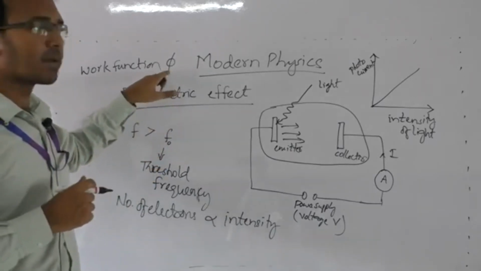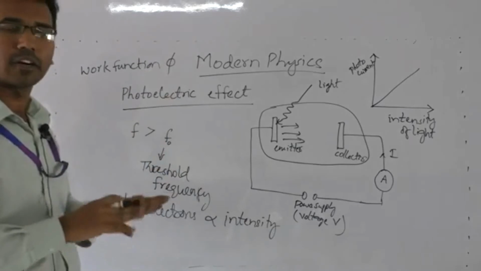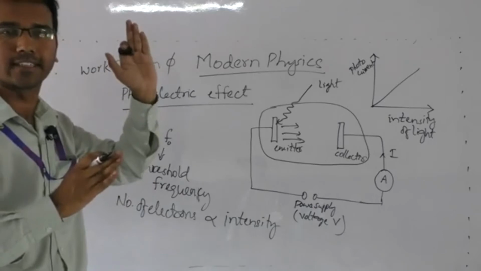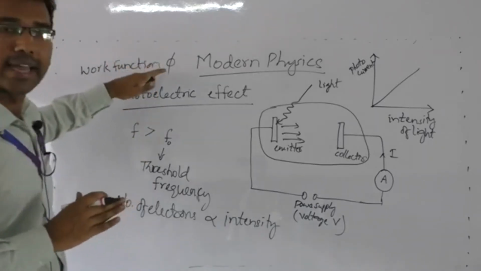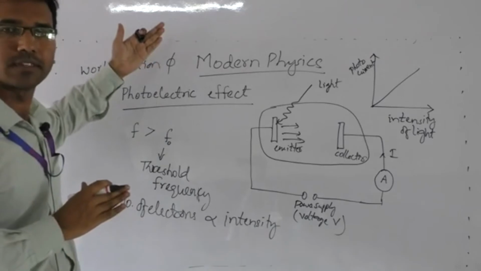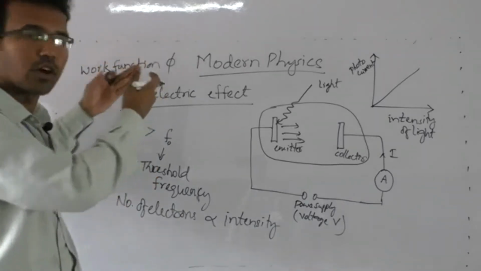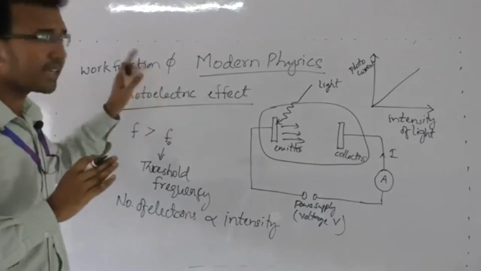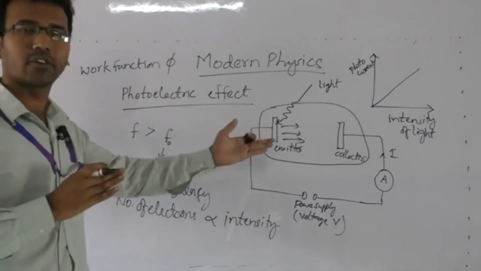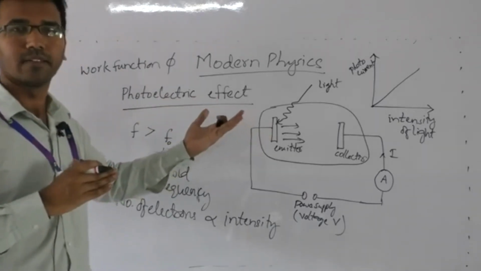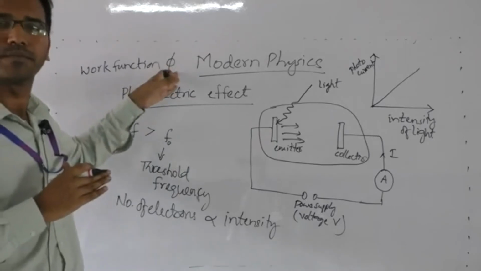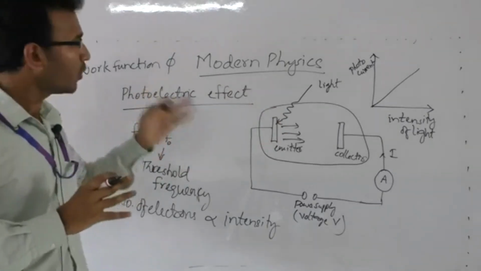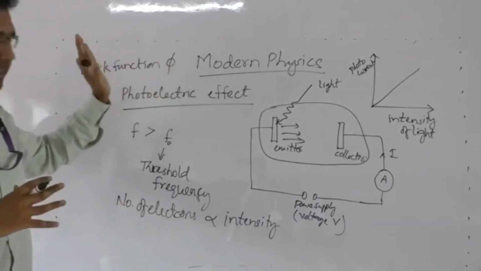Once you are supplying this minimum energy, then electrons are free. They just come out of the surface and they are free to go in any direction. If you give energy more than this, what happens? According to the law of conservation of energy, energy has to be conserved. So the remaining energy will be taken by the electron as its kinetic energy. If the energy is more than this work function, the remaining amount of energy will be taken as kinetic energy of the electron. We will see that. So this is a work function phi.